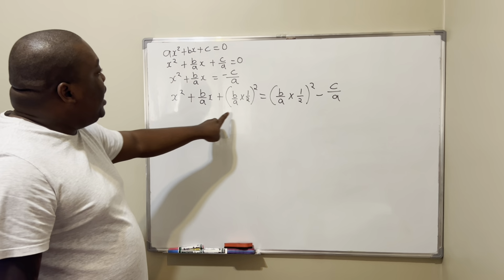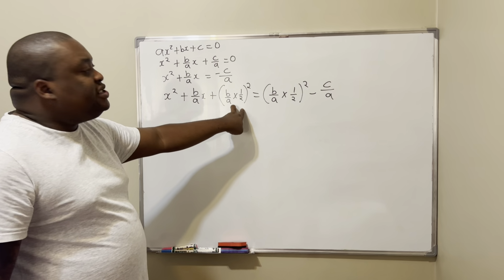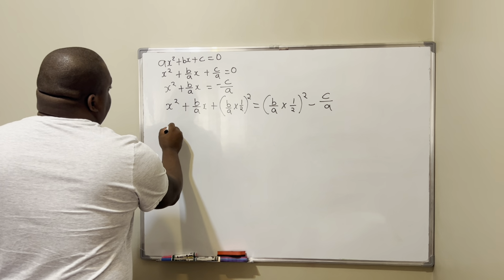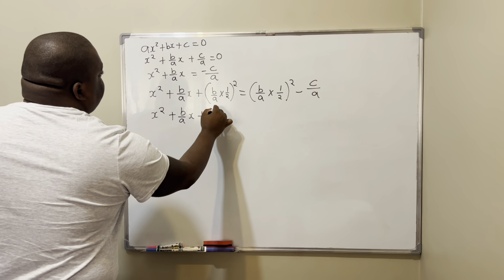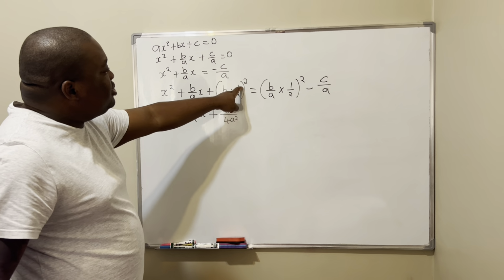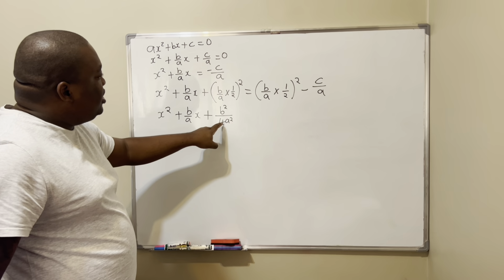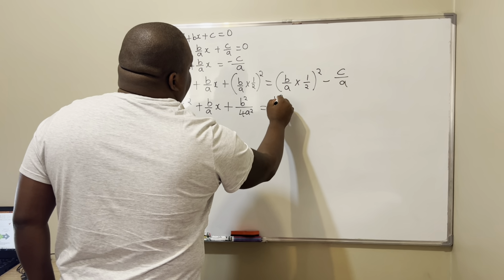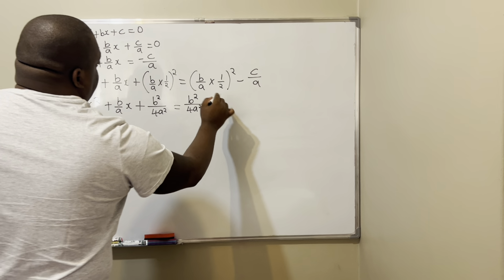Now that we have halved the coefficient of x and squared it, this becomes a perfect trinomial. So this is the same as x squared plus b over a x plus b squared over 4a squared, which is x plus b over 2a all squared. If we multiply out, b times 1 is b, a times 2 is 2a, and when we square that we have b squared over 4a squared, which will be equal to the same answer on this side: b squared over 4a squared minus c over a.